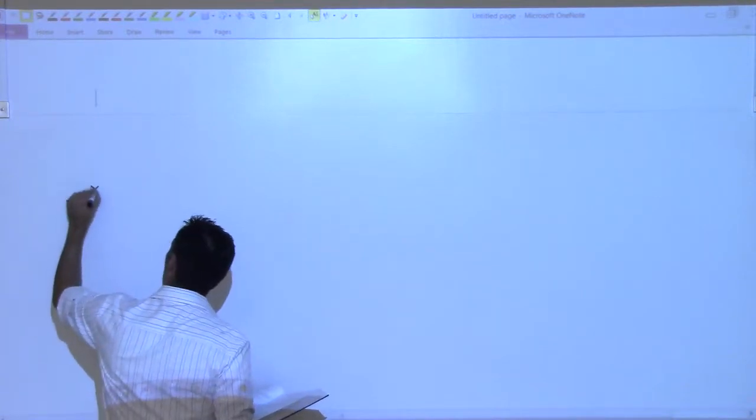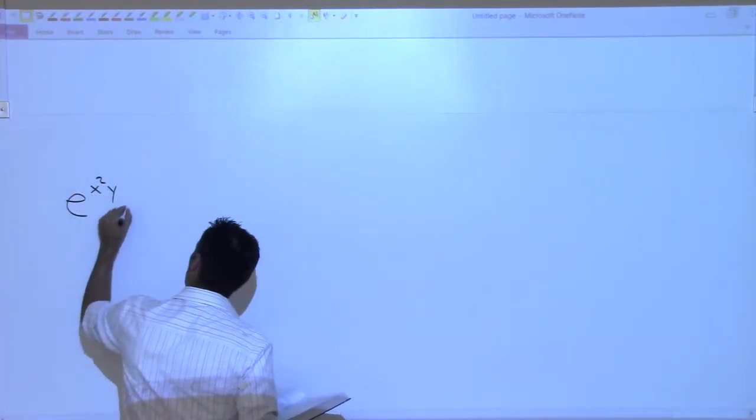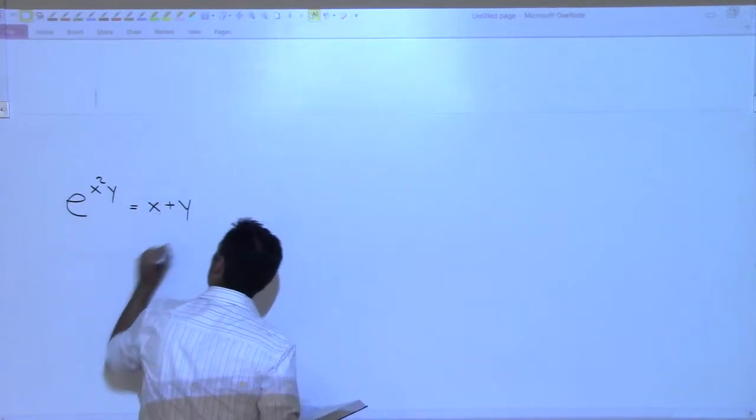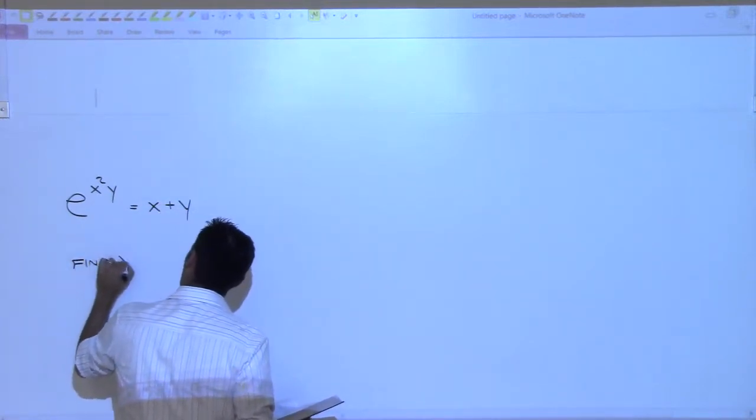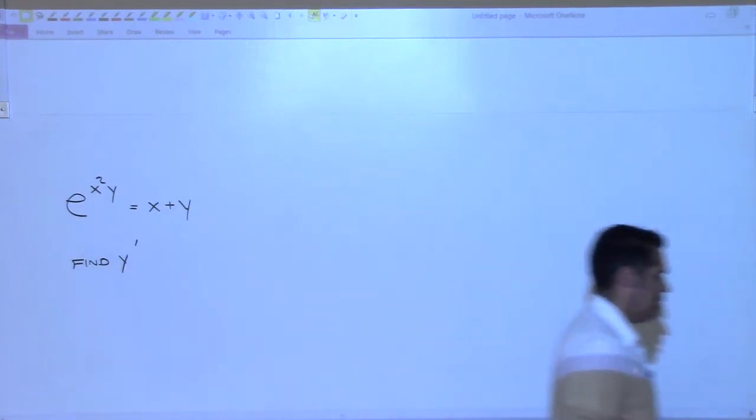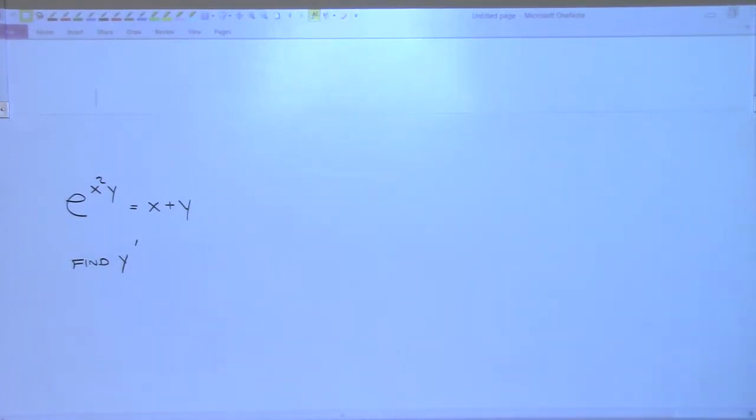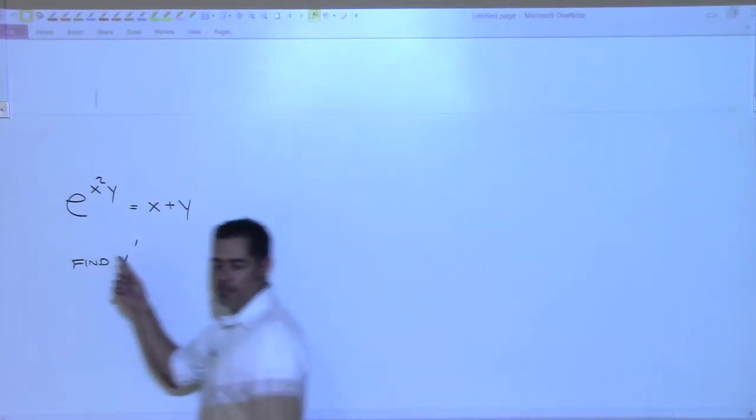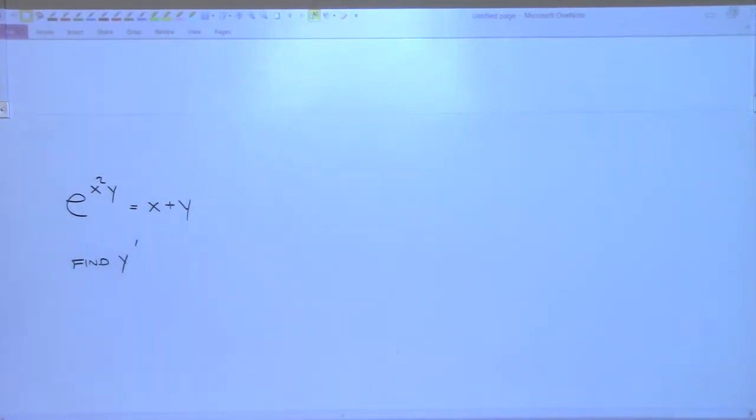Okay. x squared y equals x plus y. Find y prime. All right, so we are trying to find y prime. The problem that we have with this equation is that we cannot solve it explicitly for y. You can't get y isolated by itself.